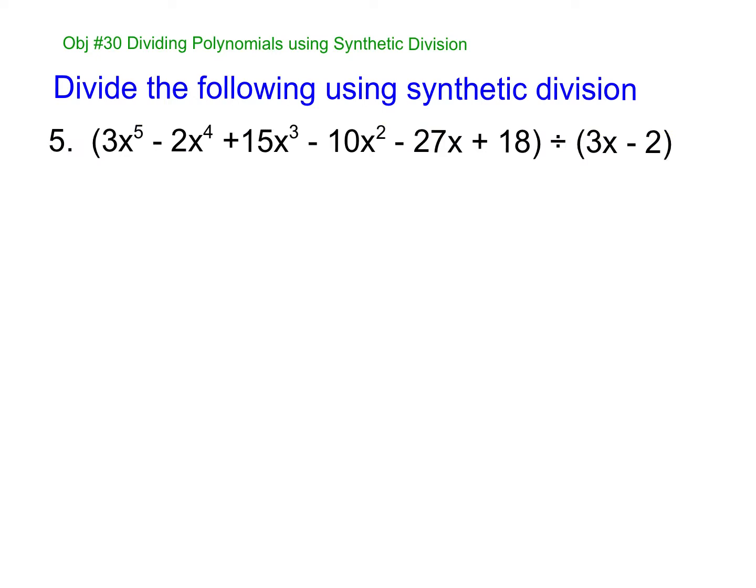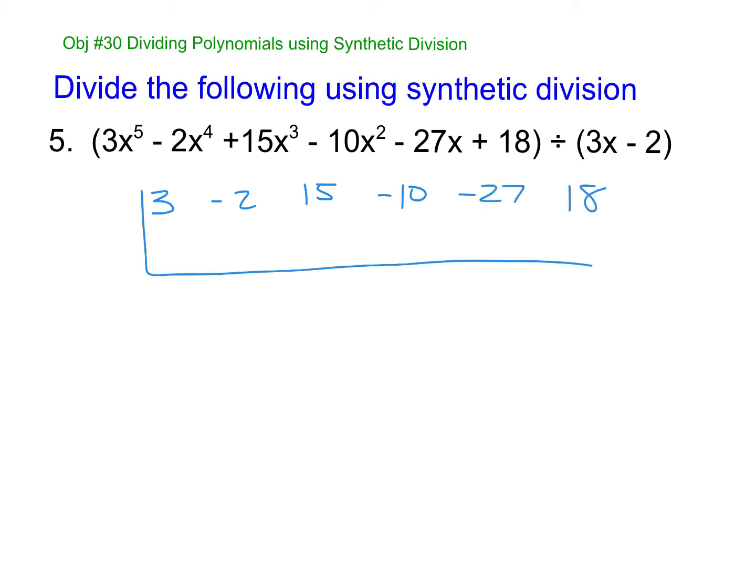All right, so I want you to pause and try this one on your own. So we've got 3, -2, 15, -10, -27, 18. And our outside number is 2/3. Remember to set this equal to 0. The 2 goes over to the other side, and then you divide by 3. And you can use a calculator. If you want to do in the calculator 2/3 times 3, go for it.